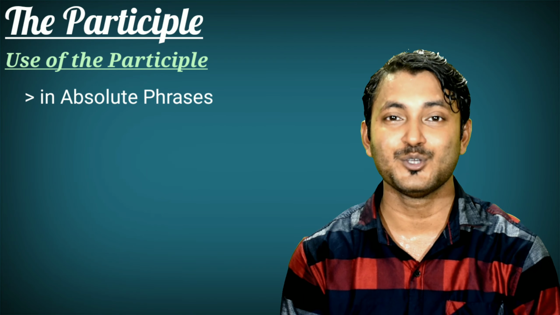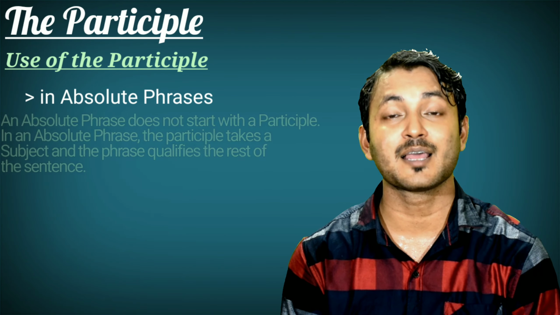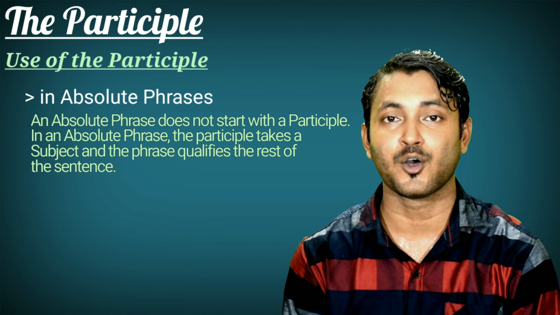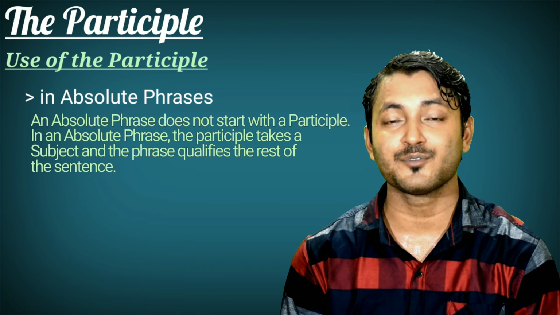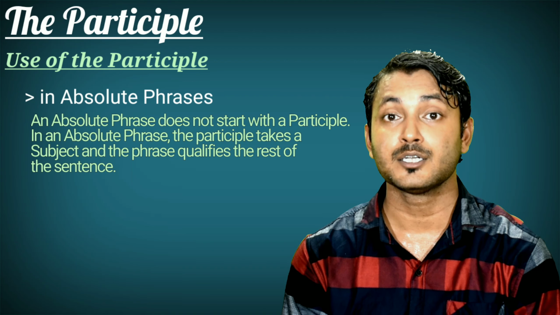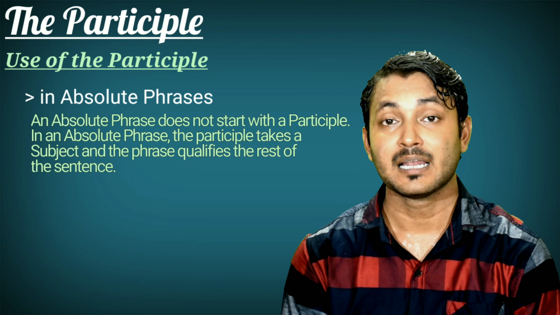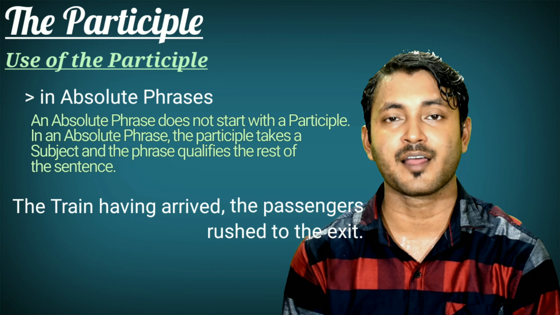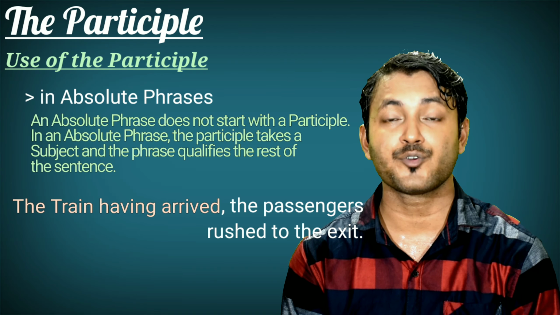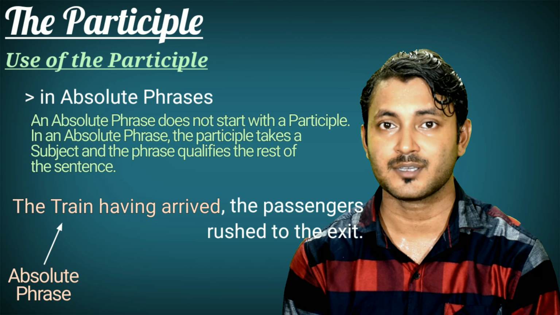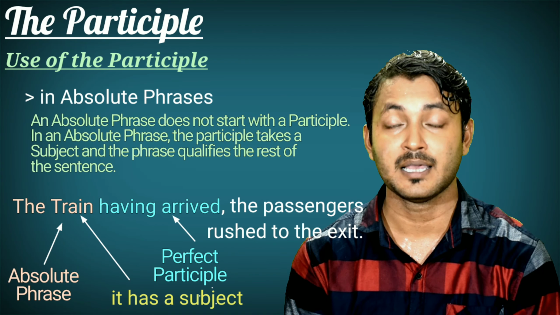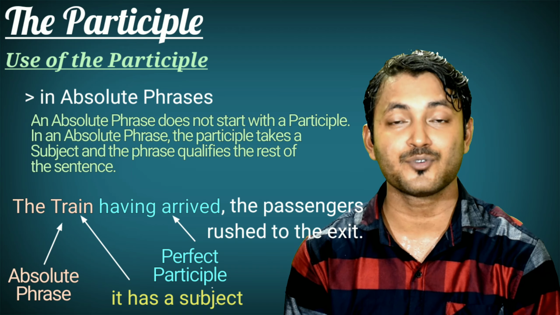A participle can be used in an absolute phrase. What is an absolute phrase? It's a phrase that is separated from the main part of the sentence with a comma, and it does not start with a participle. Rather, the participle used in an absolute phrase takes a subject. Like in the sentence, the train having arrived, the passengers rushed to the exit. In this sentence, the train having arrived is an absolute phrase. Here the participle used is having arrived. It's a perfect participle, and it has taken a subject, the train.